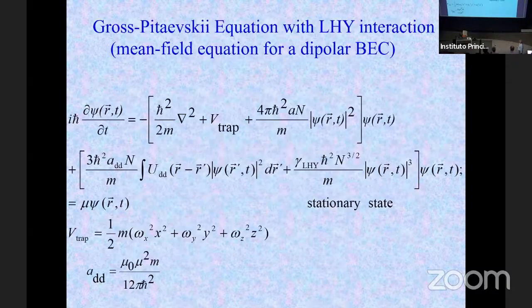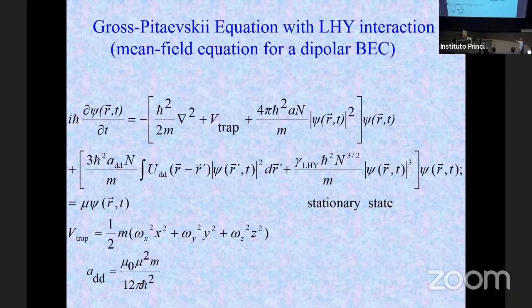So this is the Gross-Pitaevskii equation that we'll be using for the calculation. The first line is known to everybody. This is the simple equation. And the second line puts in the dipolar interaction. That interaction here, UDD, is the dipolar interaction. And this is the higher order correction due to Lee, Huang, Yang.